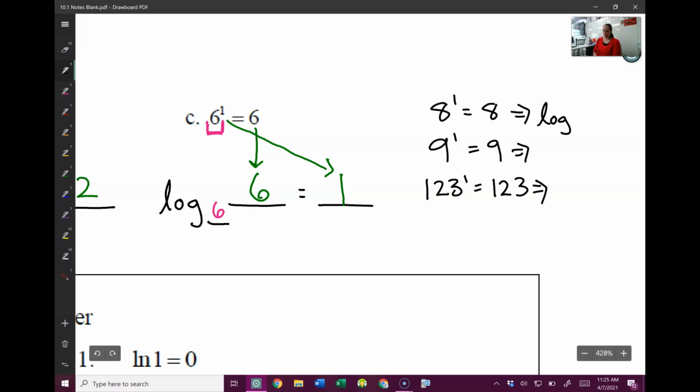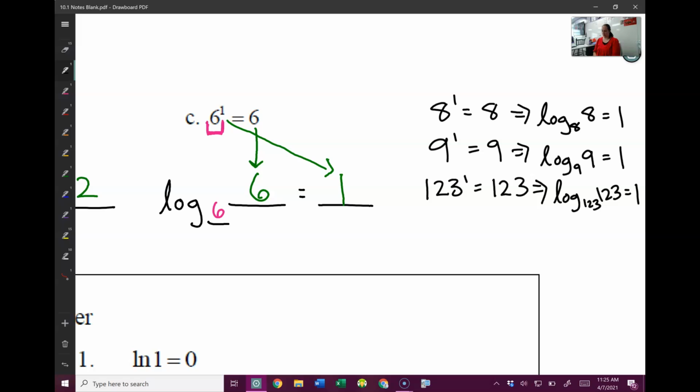So this is going to be log base 8, and then I flip my input and output: 8 equals 1. This one, log base 9 is my base. Flip my input and output, it's 1. This one, log base 123, flip my input and output. Are you starting to see the pattern? Just like over here, we had log base 6 of 6 equals 1.